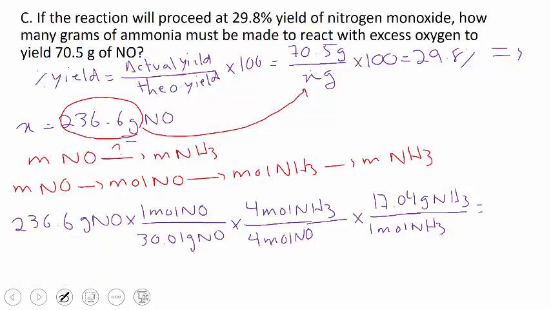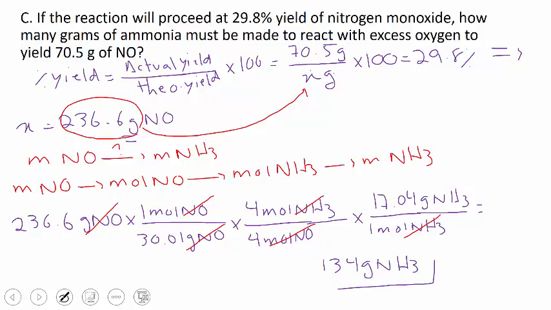Now, in terms of units, mass of nitrogen monoxide cancels out. Moles of nitrogen monoxide cancel out. Moles of ammonia cancel out too. So in terms of unit, we are on the right track. We end up with the mass of ammonia. And once you solve for this, the mass of ammonia is going to be 134 grams.